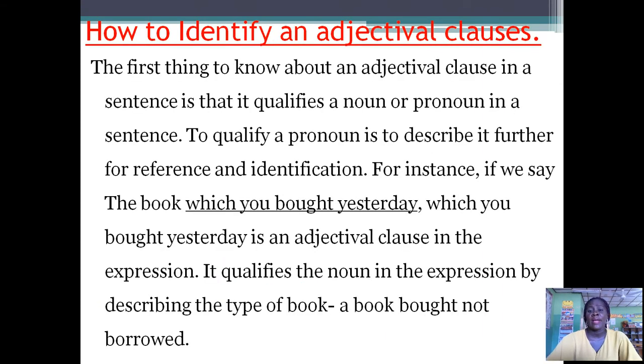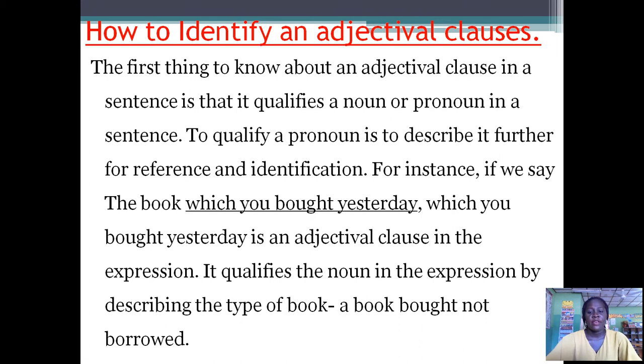Now, how do we identify an adjectival or relative clause? The first thing to know about an adjectival clause in a sentence is that it qualifies a noun or pronoun in a sentence. I repeat, it qualifies a noun or a pronoun in a sentence. To qualify a noun is to describe it further for reference and identification.